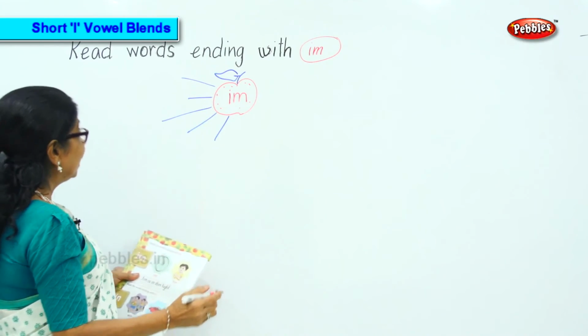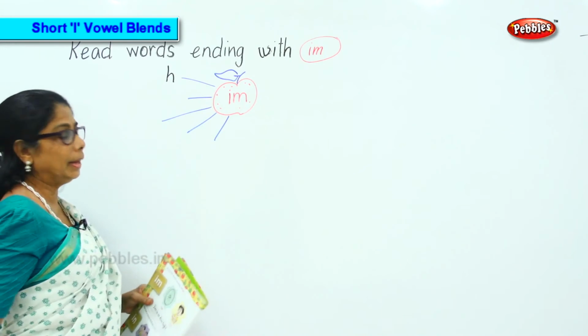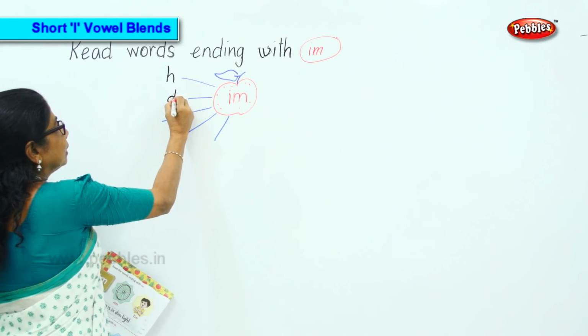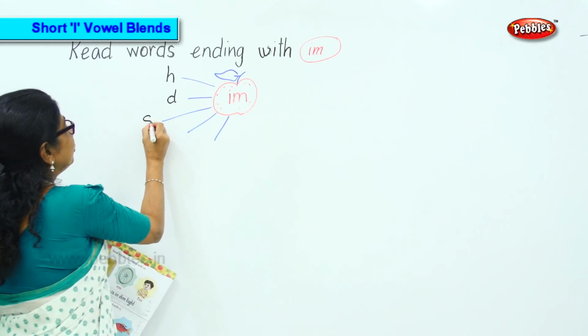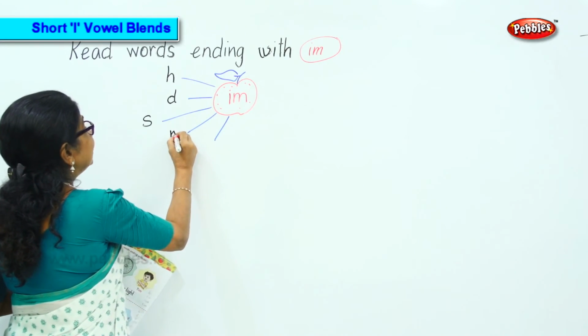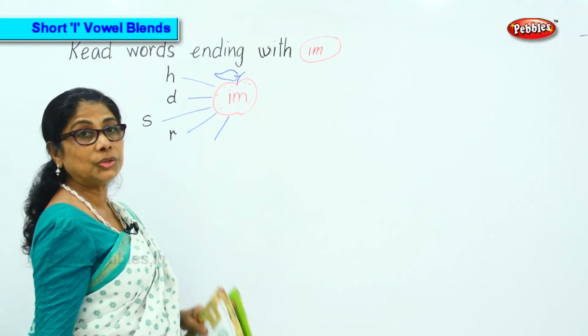We have him, H-I-M, him. Dim, and the light gets dim, we say the dim light. SIM, everyone knows SIM cards. And rim, rim is the edge of a pot or anything. So that is it. So let's make the words together.